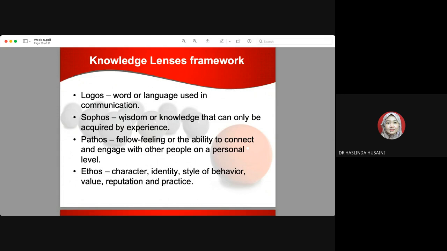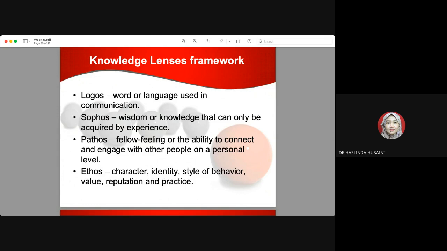Then seterusnya, ethos. Character, identity, style of behavior, value, reputation and practice. Ethos ini represent the character of an organization. Ataupun perkataan lain yang mudah, culture of that organization. Culture of the department. Sejarah dia macam mana, strategic direction dia bagaimana, berkenaan dengan that department ataupun unit. Ethos ni character ataupun identity of the organization.